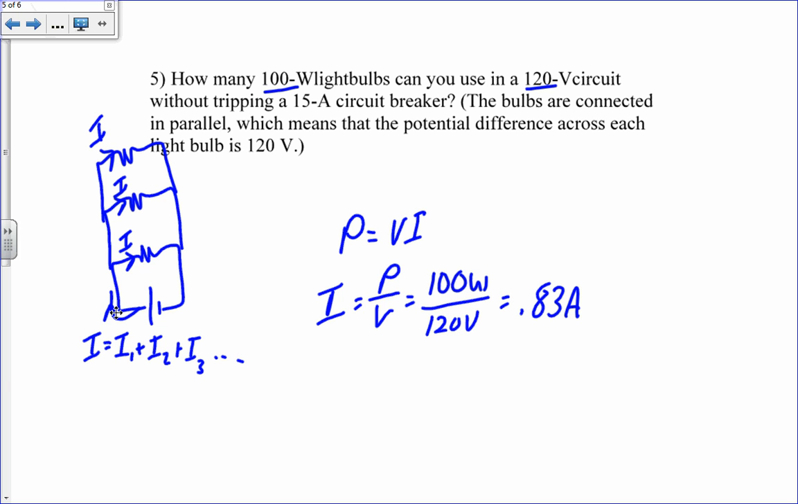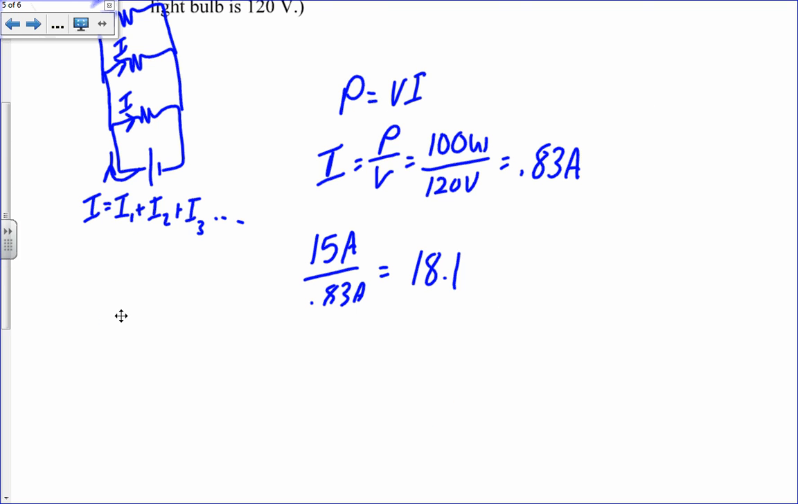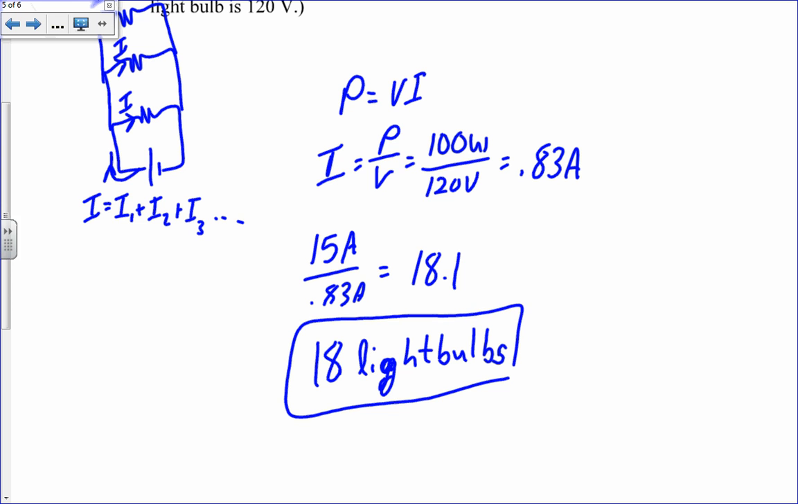And now my circuit breaker can only handle 15 amps. So I say 15 amps divided by 0.83 amps. That gives me 18.1. So that means that I can have 18 light bulbs hooked up to this circuit, 100-watt light bulbs, without it going out. 18 light bulbs.